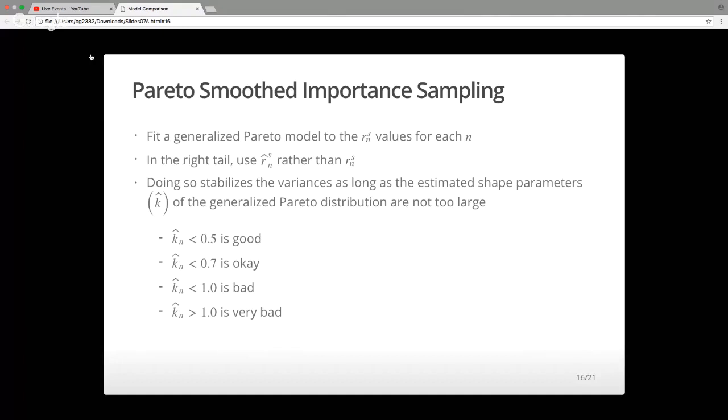And Loo will suggest, well, for all the ones that are bad or very bad, you actually should leave one out on just those observations. And so if there are like 3 values here that are very bad, the 17th observation and the 24th observation and the 76th observation, we'll leave one out just 3 times, not n times. And then estimate what the leave one out predicted density for those 3 is directly. And then for the remaining n-3 observations, this approach with Pareto smoothed importance sampling can work just fine.